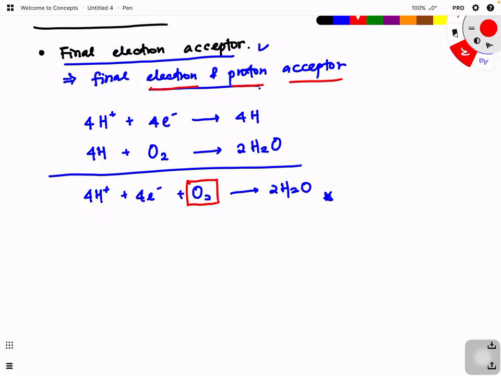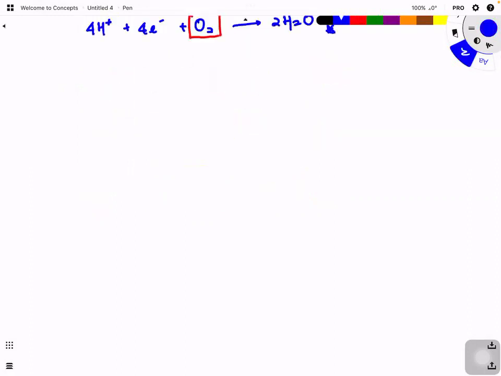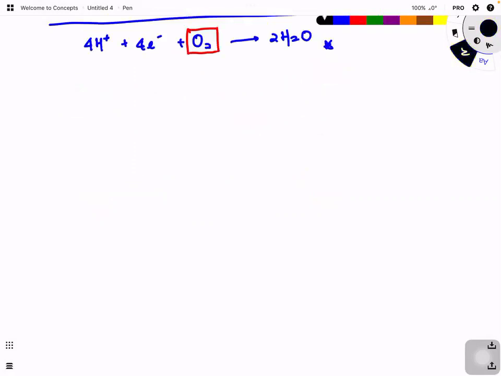Now, what's so important here? Now look at this. I will show you 2 reactions. Number 1: reduced NAD becomes NAD plus hydrogen atom.